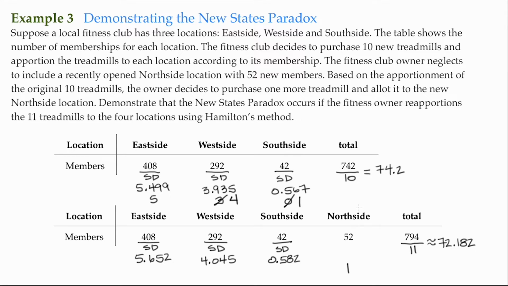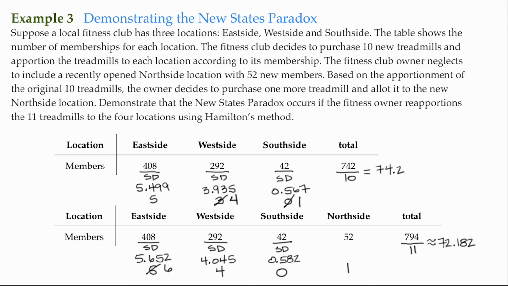So now using Hamilton's method, we round down. This is 5. This is 4. And this is 0. 5 and 4 is 9. One more is 10, but we have 11 treadmills. And of course, that goes to the standard quota with the largest fractional component. And look at that. It happens to be this one here, the east side. So that leftover treadmill will go over here.